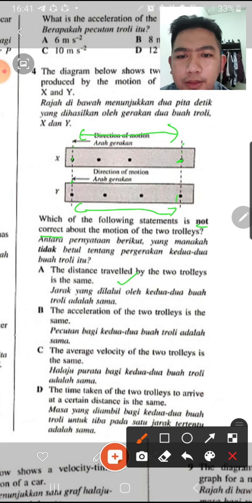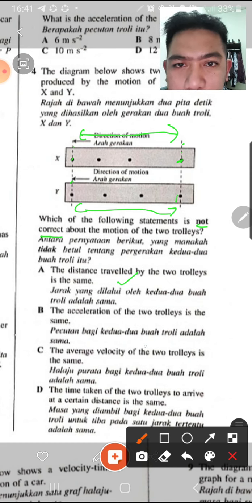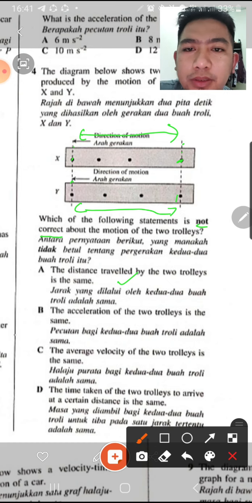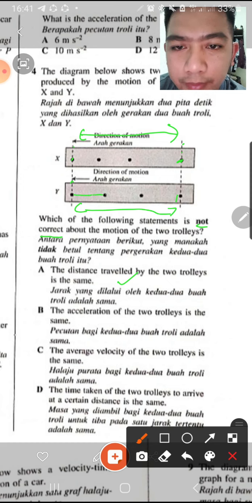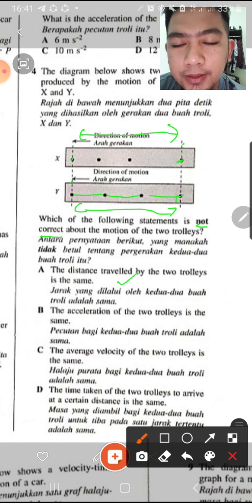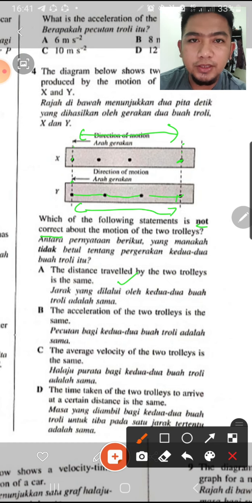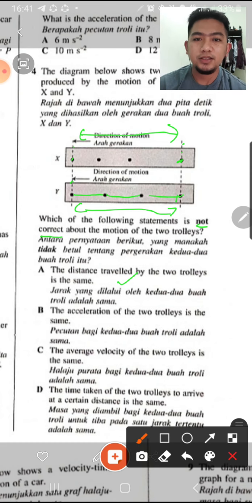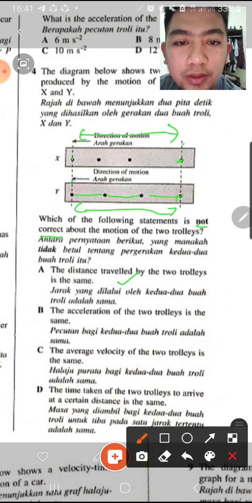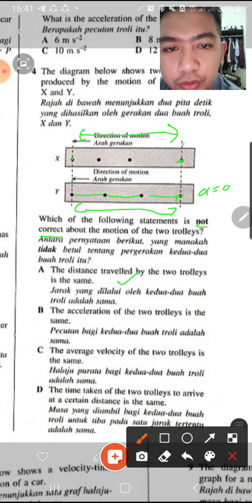Or B, the acceleration of the two trolleys is the same. Okay, this one, the acceleration. You have to look at the motion of this ticker tape. If you look at Y, the distance is roughly the same, which means the velocity is the same. Constant velocity, because the space between the dots is the same. So if the velocity is constant, the acceleration is 0. This one, acceleration is 0, means it is not accelerating.